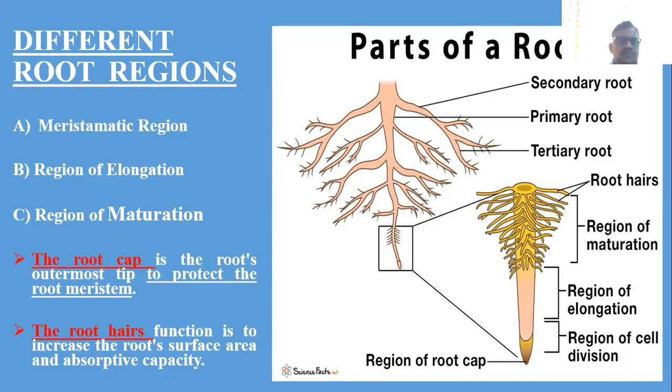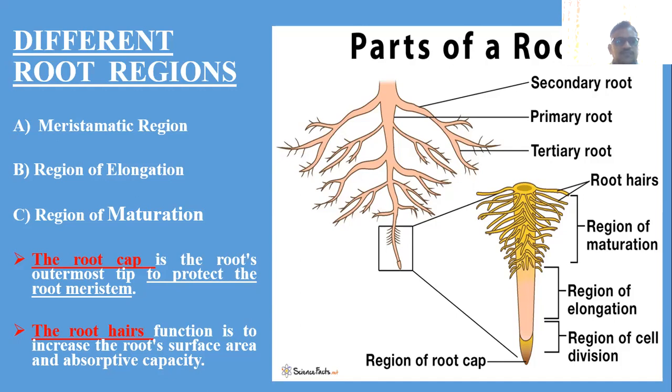The second region is the region of elongation. It lies behind the region of cell division, the meristematic region, where an increase in size takes place through food and water absorption. As this elongation happens, it pushes the root through the soil, and because of that the roots go deeper into the soil.